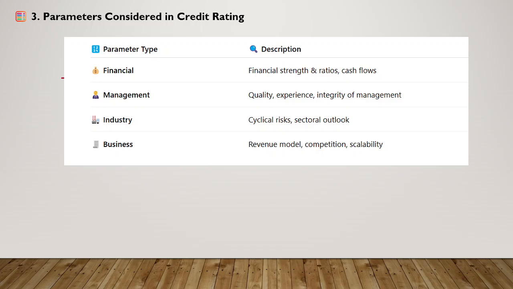Then comes the environment in which the borrower operates, the industry. Some industries are more volatile than others. For example, a borrower in real estate may face more ups and downs than someone in FMCG. So the health of the industry, the level of competition, and regulatory risks all matter. Lastly, the specific business strategy of the borrower is assessed. Is it a small local player or a company with national reach? Does it have a reliable customer base? Are its supply chains and operations stable? All of these factors together influence the credit rating.